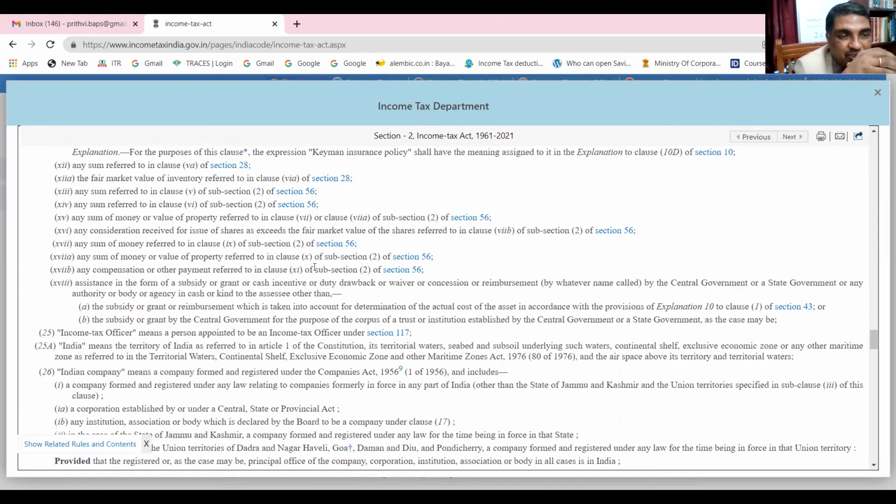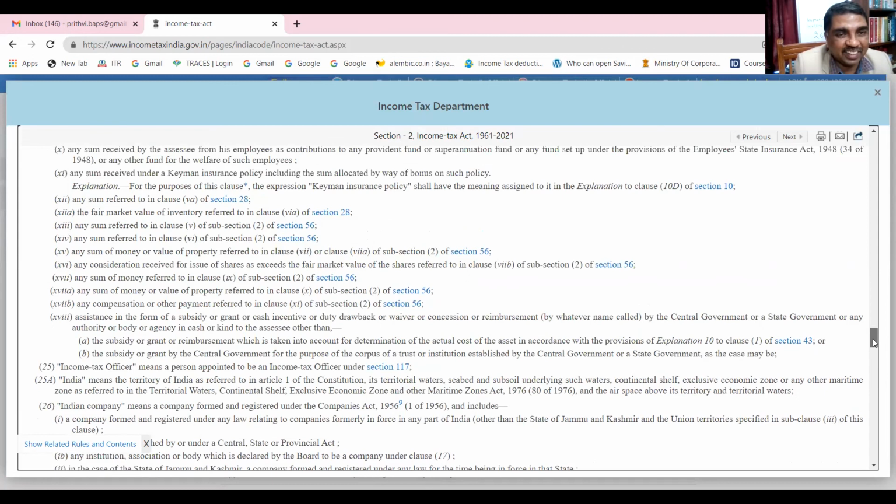Are we able to see it? Yes, sir. It's specifically listed, 18 items are already listed. And that too, it's an inclusive definition. That means there might be many more items than this also, because it's an inclusive list.